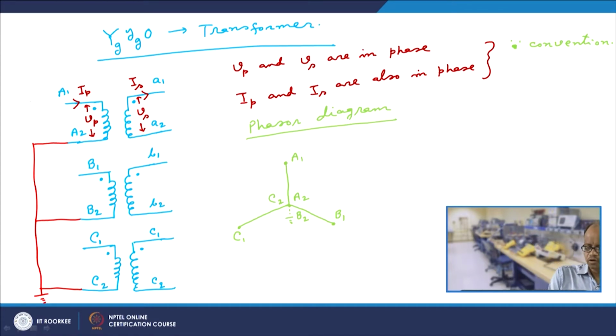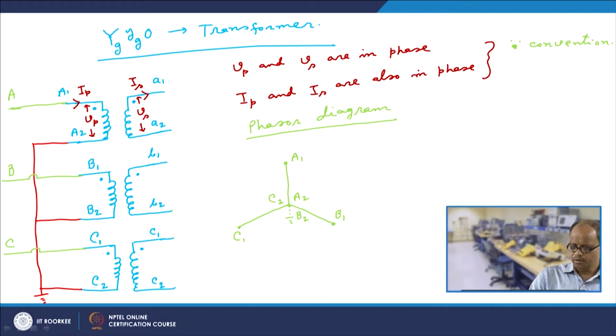So, this is my phase A, this is my phase B, and this is my phase C at the primary side. Therefore, at the primary side, the A1 terminal denotes phase A, the B1 terminal denotes phase B, and the C1 terminal denotes phase C.